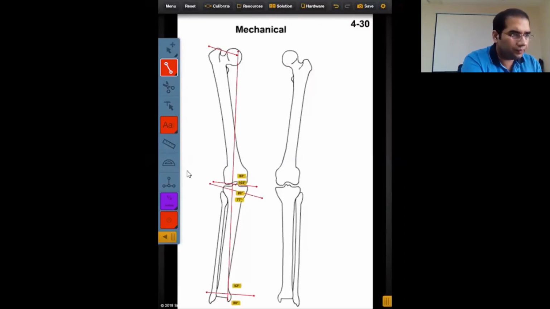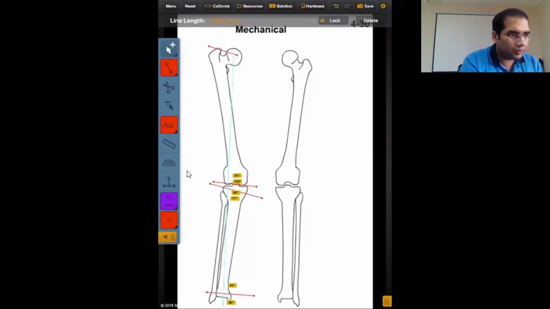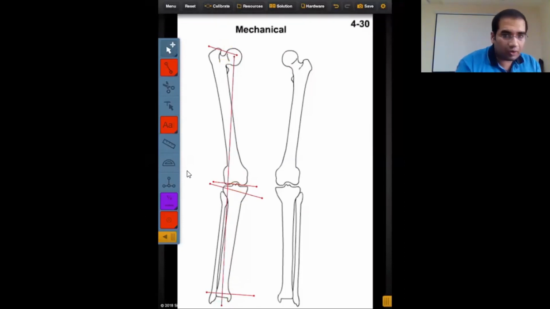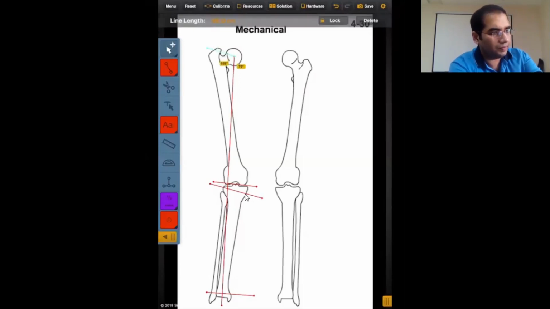We're going to draw the joint orientation line and the mechanical axis of the limb. As you can all see, it is passing lateral. So this patient has got a valgus deformity. Next we're going to draw joint orientation lines.